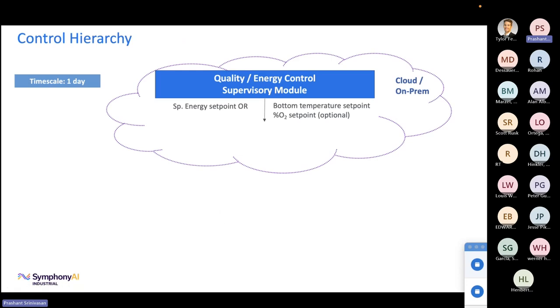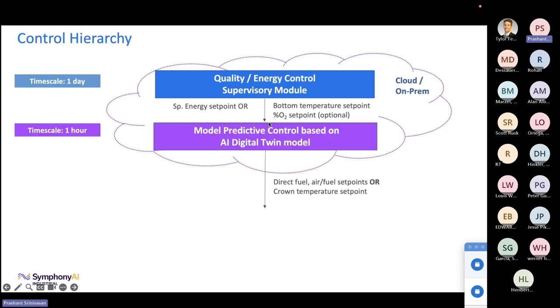Now, if you look at the overall control hierarchy that we put together, there is a module on top, which we call the quality energy control supervisory module, which is also the real-time optimization module. It might use those statistical correlations and models, or a more sophisticated model, to minimize the specific energy while meeting the quality constraints or any other objectives. And it will provide the temperature set points for the furnace bottom temperatures. And those set points go to the model predictive controller.